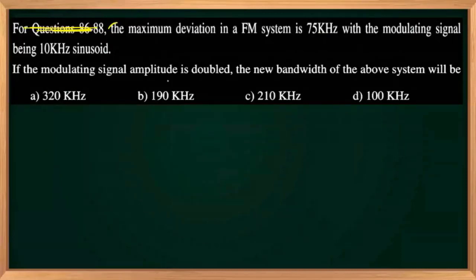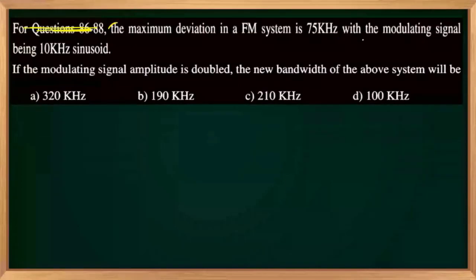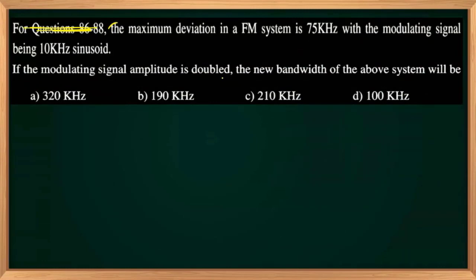Same data is given. The maximum deviation in FM is 75 kilohertz with the modulating signal 10 kilohertz. If the modulating signal amplitude is doubled, the new bandwidth of the above system will be? In this question, the frequency of the modulating signal is 10 kilohertz, which remains a constant value, but the modulating signal amplitude is doubled.